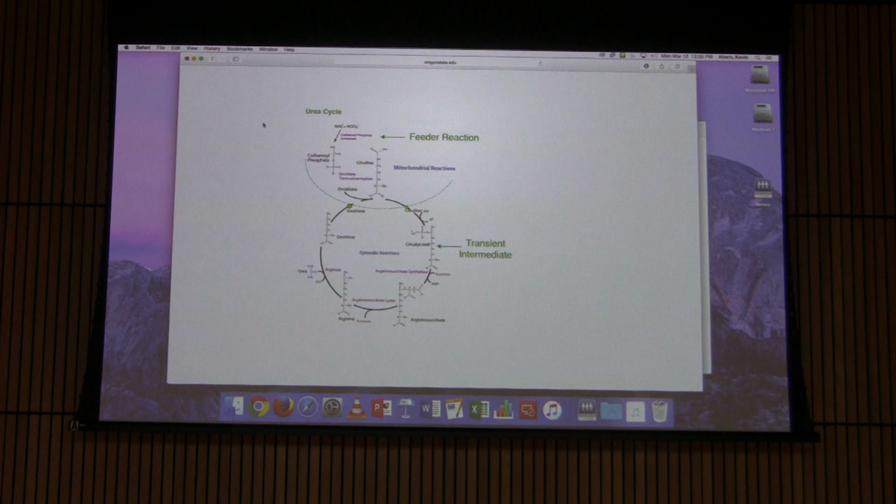One of the enzymes that is important to understand is the one that catalyzes the first reaction. That's the carbamyl phosphate synthetase, carbamoyl phosphate synthetase, as you can see here. It's basically combining ammonium with bicarbonate. The reactions, the feeder reactions, are occurring in the mitochondrial matrix. Okay? They're occurring in the mitochondrial matrix.